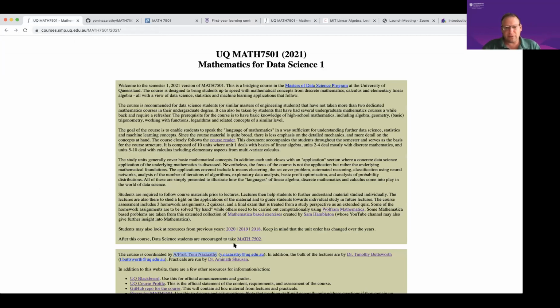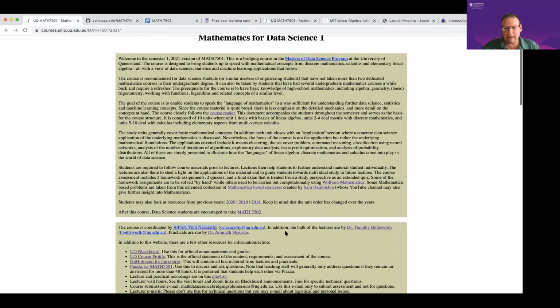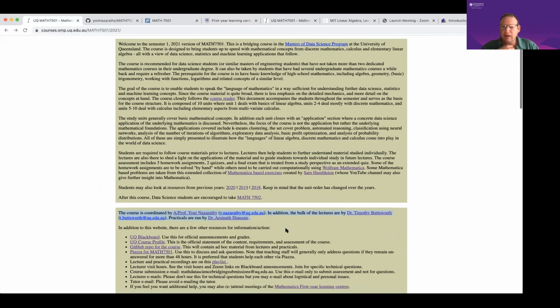But I'd also like to introduce Tim, who will introduce himself. So I've known Tim actually now for at least 6 or 7 years. I think since you were an honor student at UQ, but since then you've done many things. So go ahead, Tim. Thanks very much, Yoni. It's good to be with all of you this evening, and I'm very much looking forward to an opportunity to work with you later in the semester.